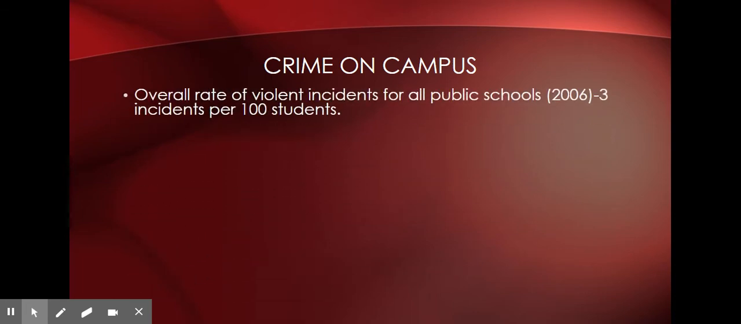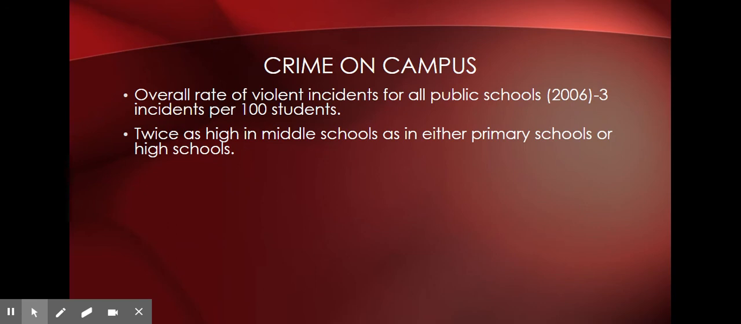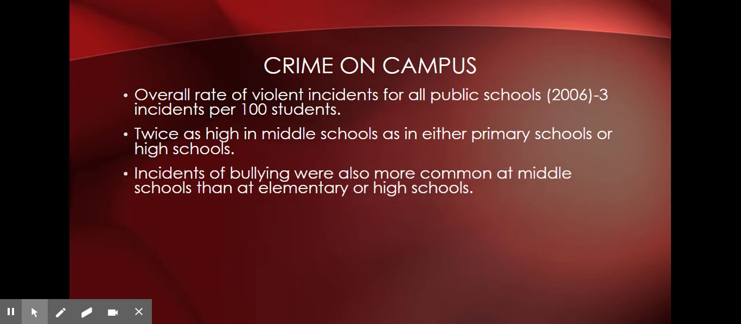The overall rate of violent incidents in all public schools, now this is from 2006, which was the latest date that our textbook had, is about 3 incidents per 100 students. Now keep in mind that is violent incidences. Okay. So it was 3 per 100 students. There are twice as many incidences in middle school as in either primary schools, which are your elementary schools, or high schools. Also, the incidences of bullying are more common at middle school than at elementary school or high school.